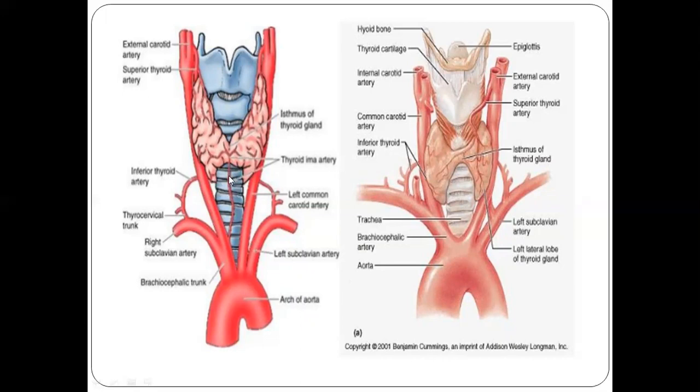When we open the trachea, whenever respiratory distress is occurring in any patient, we have to do the tracheostomy, and we have to put a hole in the trachea and put a tube, a tracheostomy tube, inside. So this artery will be damaged in that case.